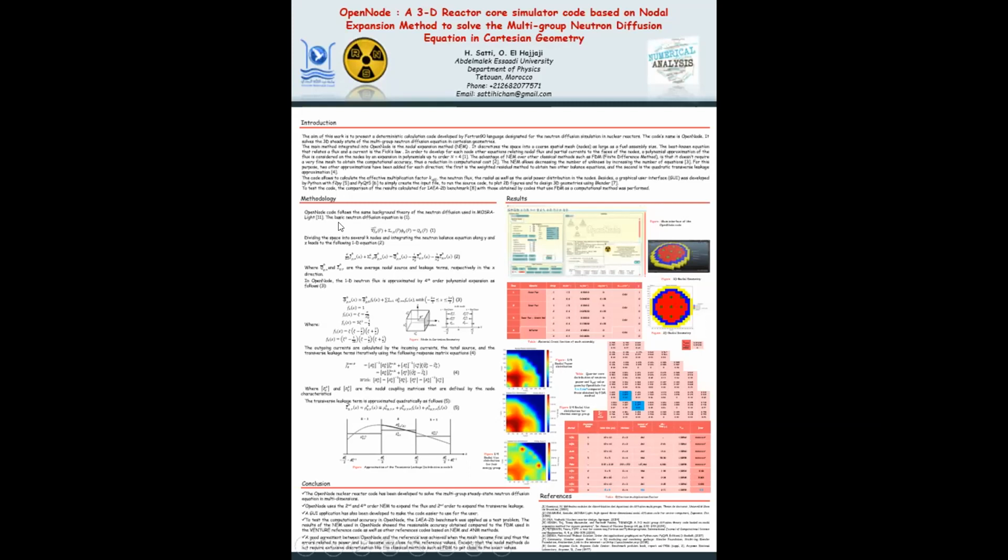So let us see the theory of the nodal expansion method. To establish the balance equation, we consider a Cartesian system of coordinates x, y, and z. The basic equation is the steady-state multigroup neutron balance equation. If we integrate over the node both sides of the equation, we obtain the discretized form of the diffusion equation.